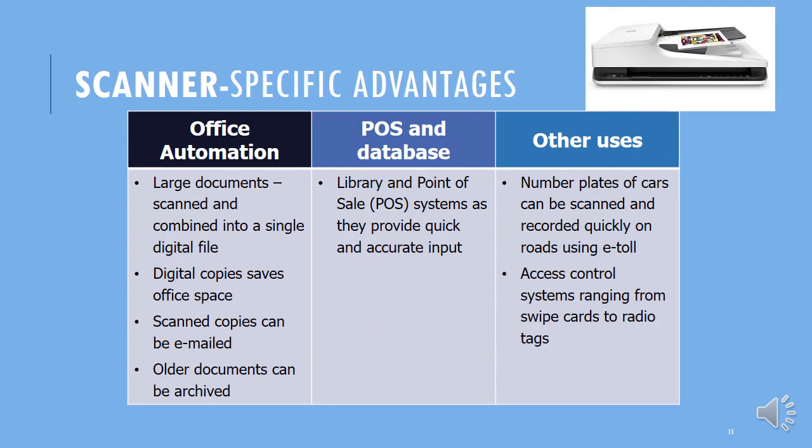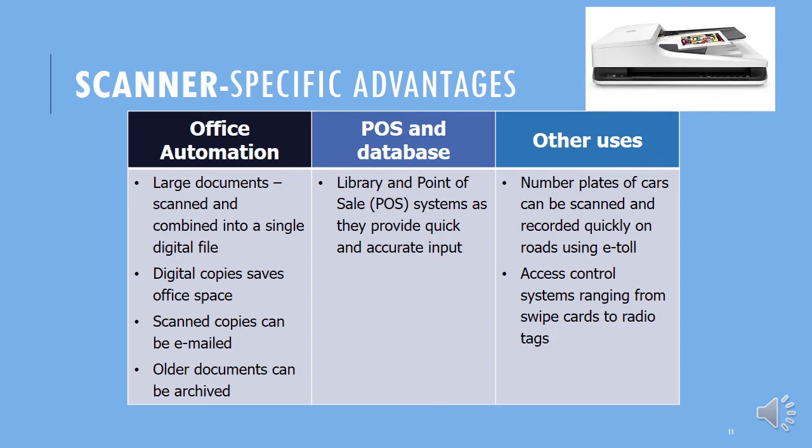So the uses of all these: in an office automation scanner, large documents can be scanned and then compiled into a single digital file. Once you've got the digital copies in an office, you can throw away the hard copies and just save the digital ones, and it saves a lot of office space. Also, a scanned copy of a document can be emailed to other people, and your older documents can then be archived.